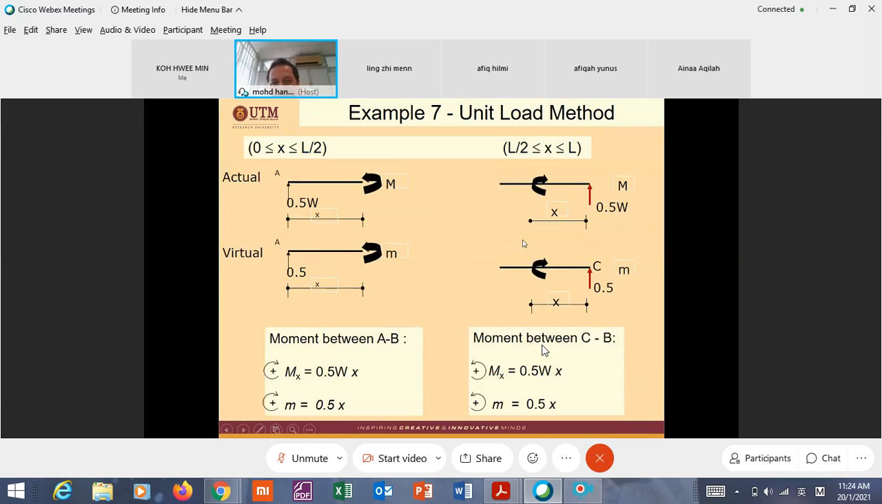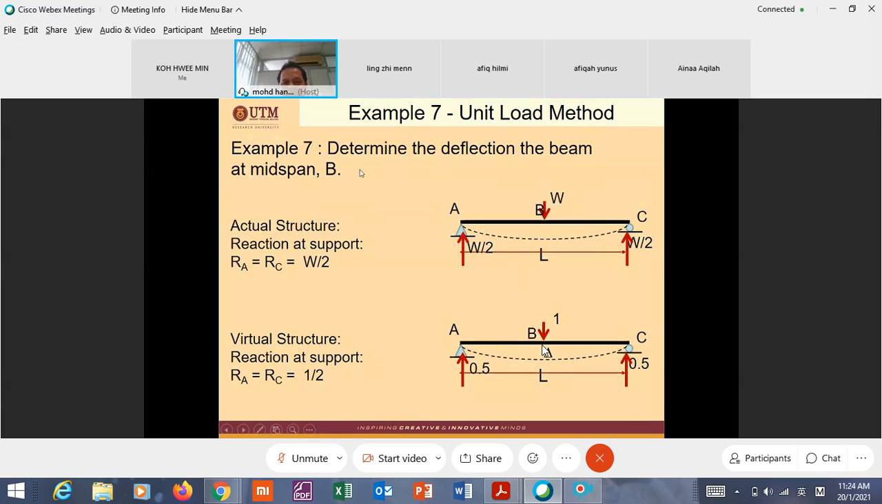But since AB and BC are symmetric, similar to the unit load, AB and BC are symmetrically loaded, and also symmetrically structured. Therefore, the energy work at AB and BC are equal. Similar to the virtual load method, the virtual structure AB and BC is equal.